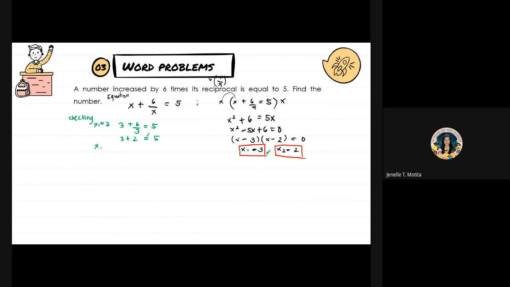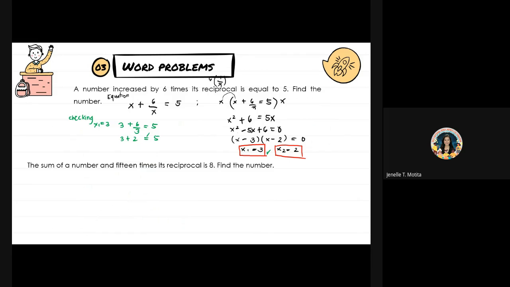Next, x sub 2 is equal to 2. Let's see if this is correct. And we got 2 plus 6 over 2 is equal to 5. So, 2 plus 3 is equal to 5. Ay, hindi na siya kasha. So, we need this one. So, let me erase this. Dito tayo sa mag-x sub 2. X sub 2 is equal to 2. So, 2, hindi talaga kasha.